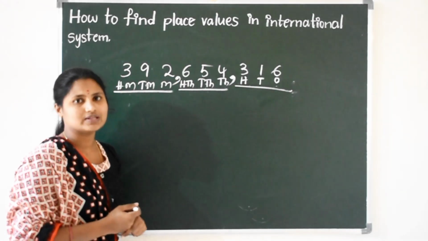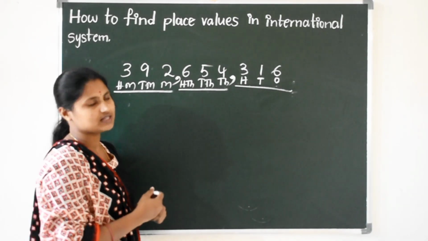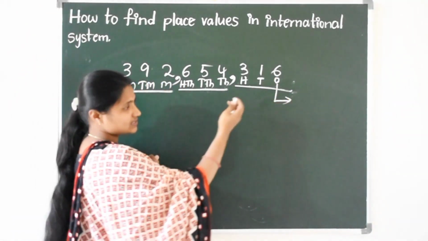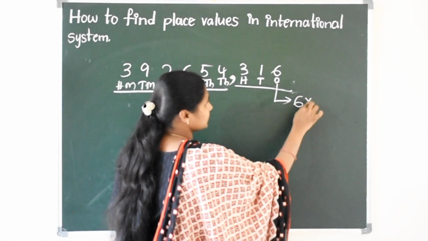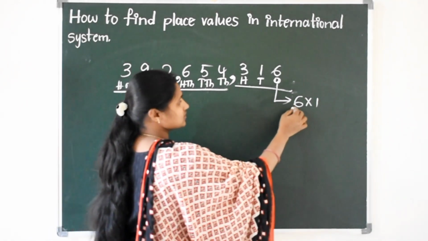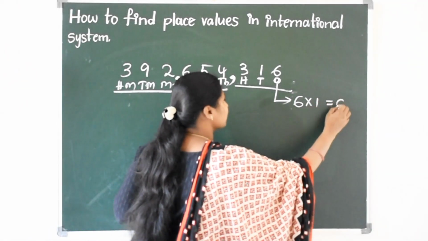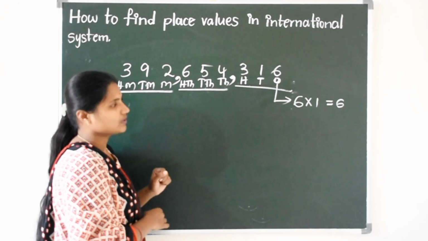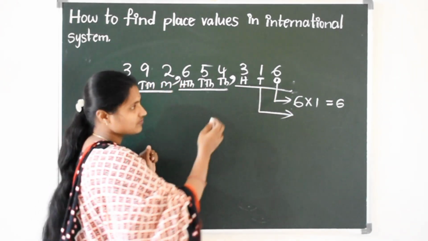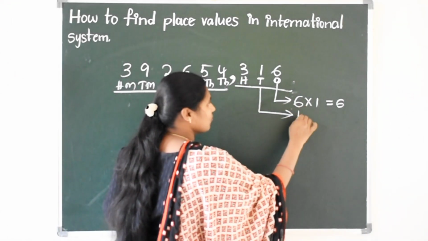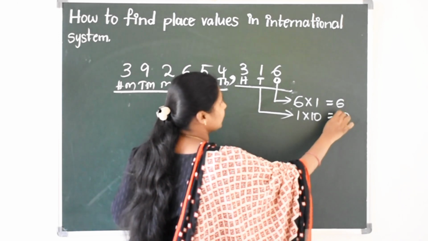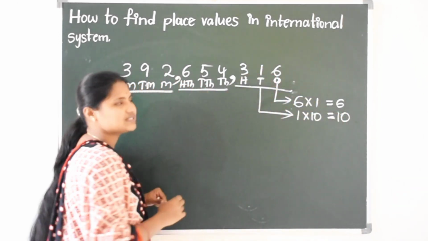Now find out the place value of each digit in this number. See here, the place value of 6 is what? 6 into 1, because 6 is in the ones place. So multiply 6 with 1 only. 6 into 1 gives 6. Next, the place value of 1. Here 1 is in which place? Tens place. So 1 into 10. Very good. 1 into 10 gives 10. So the place value of 1 is 10.